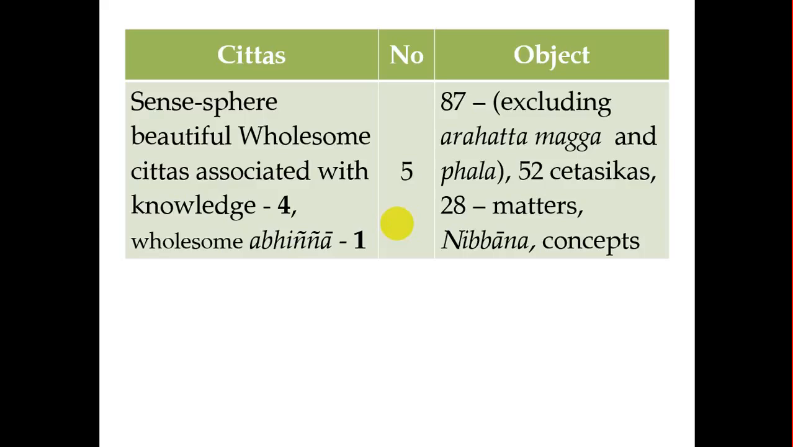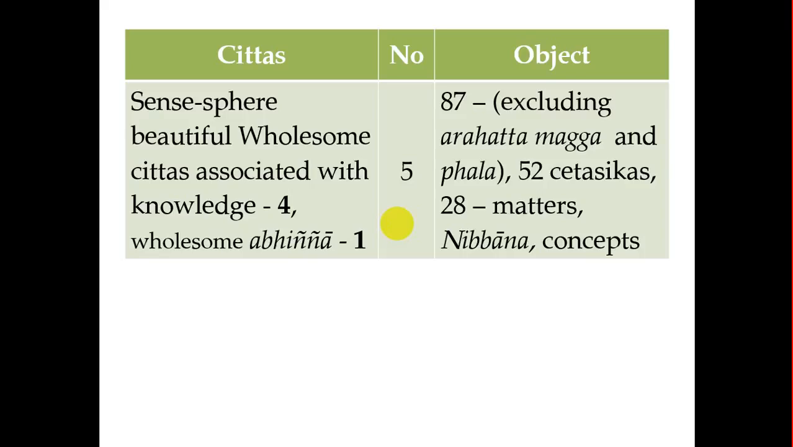So they can take all the objects except Arahata Magga and Arahata Phala. The reason is they haven't achieved Arahata Magga and Arahata Phala. For those who haven't achieved those path and fruition chetas, they will not take those objects, right? They will not take those objects.